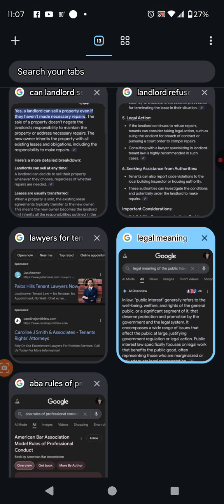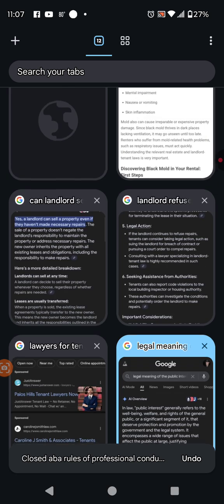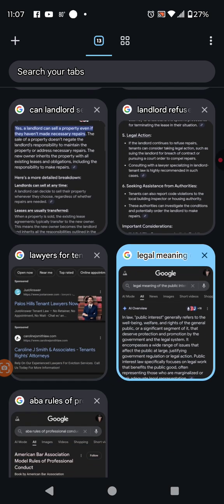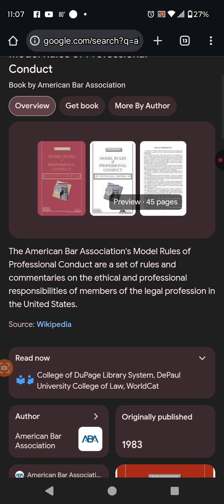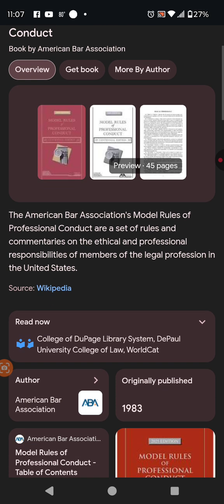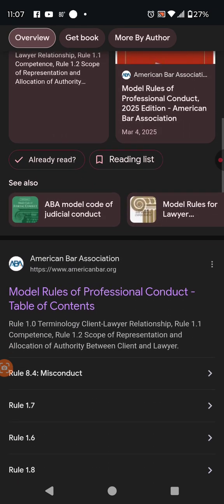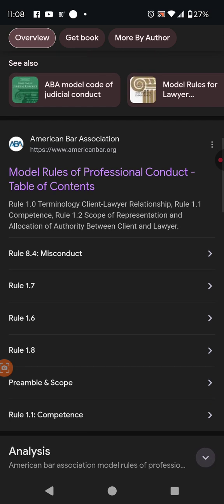Let's go, where is it? Right here. The ABA Rules of Professional Conduct. The American Bar Association Model Rules of Professional Conduct are a set of rules and commentaries on ethical and professional responsibilities of members of the legal profession in the United States. When you look up your state version, some states have taken out rules, and they can't do that. That's against the law. Specifically Rule 3.8. Some states have taken it out, and they can't do that. It's not in the public interest. That's in the interest of the bar, which we'll get to.